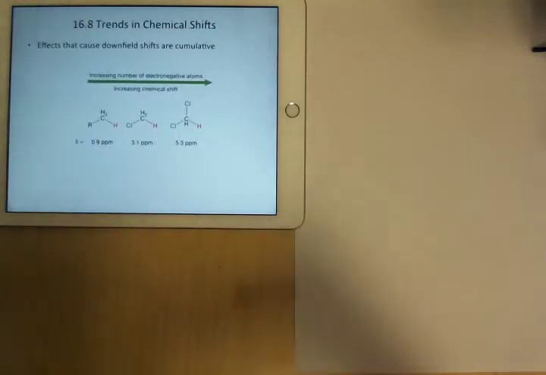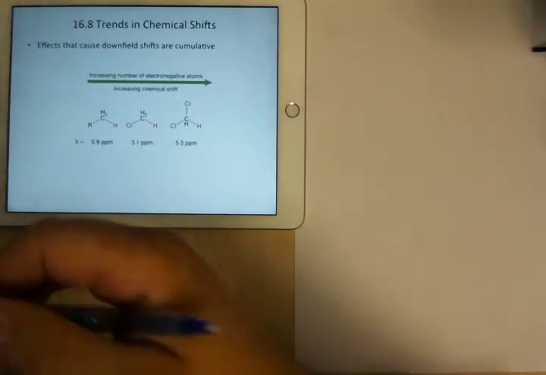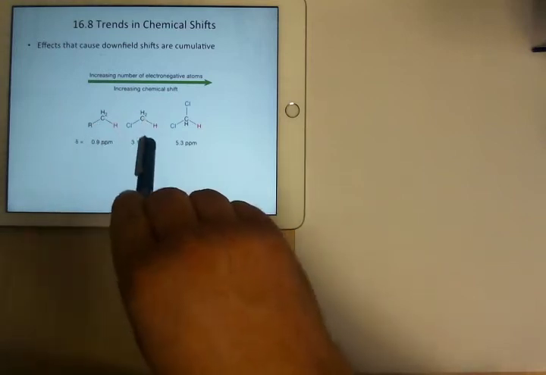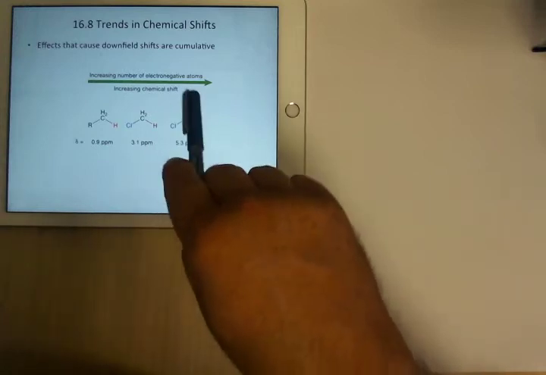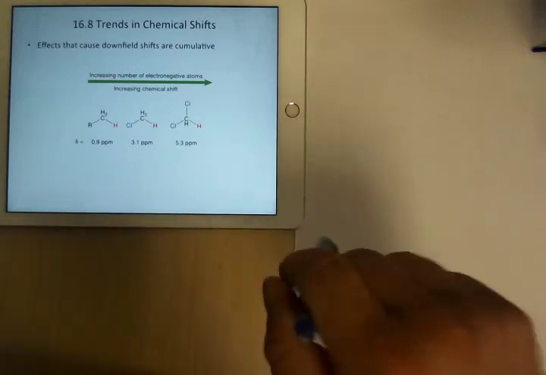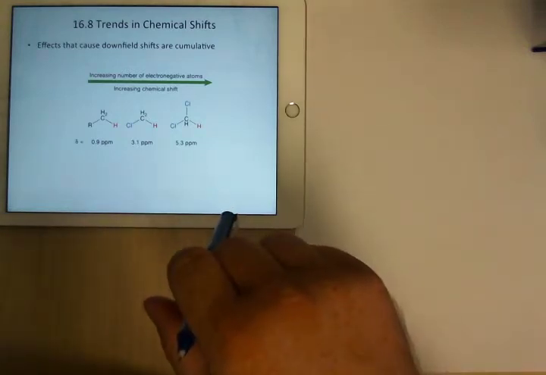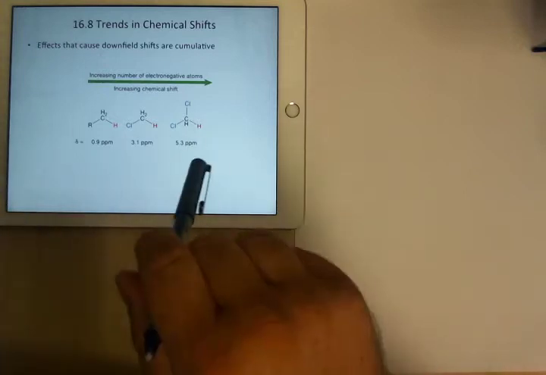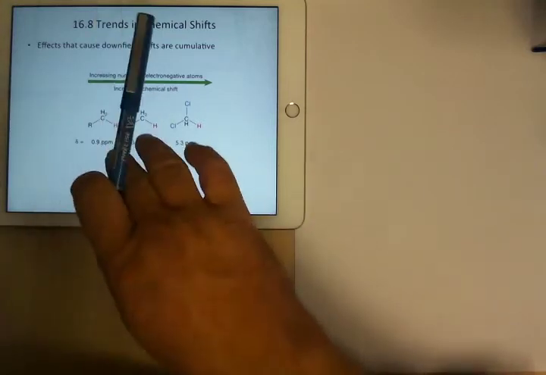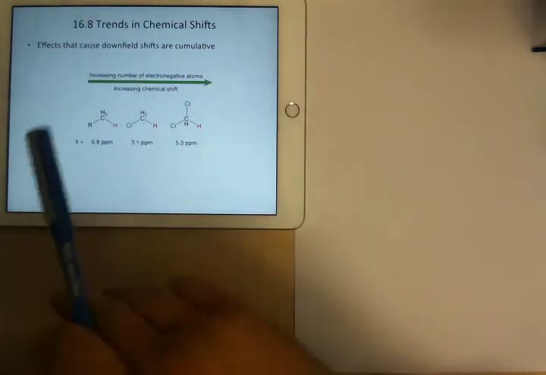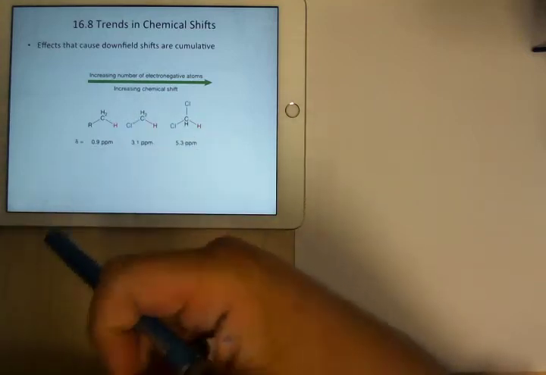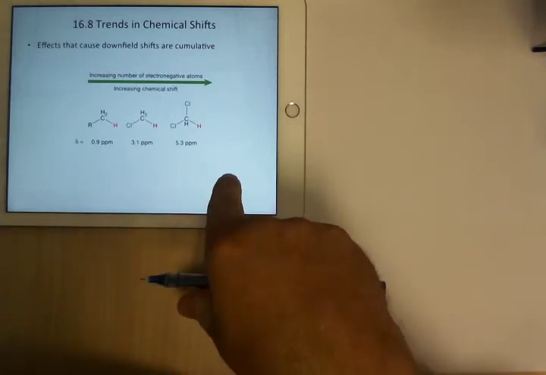So just be aware, these effects are cumulative, right? If you were to have just a regular alkane, it would be at 0.9, but if you had 1 chlorine on here, it's 3.1. If you had 2 chlorines next to that hydrogen, it's 5.3. But notice it's not additive, it's more cumulative. If you have multiple effects, it could shift it beyond the normal ranges of the chemical shifts, because multiple things are hitting it. It won't be a one-to-one addition, but it is a cumulative effect.